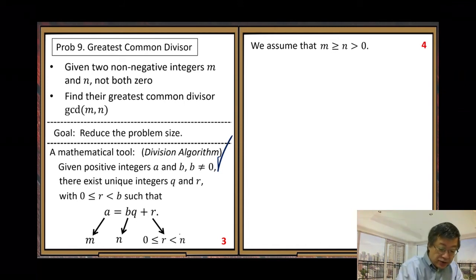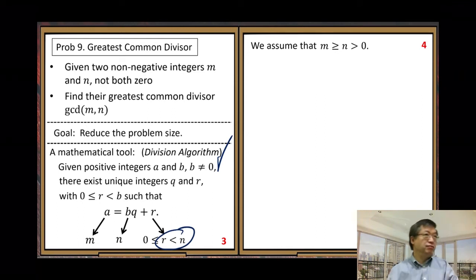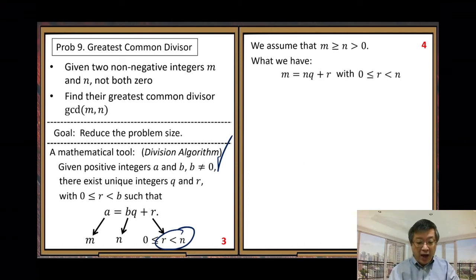Strictly less than n. This part is important because the remainder is always less than the divisor. That makes sure we can reduce the problem size in this way. All right, so let us look at the details. Now we have m equals n times q plus r. That's our starting formula.